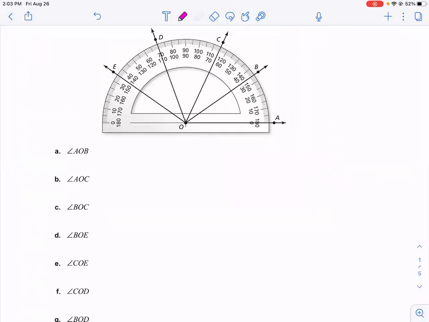What I want you and your elbow partner to do, I'm going to highlight just the first four. You need to find their measure and classify. So how big is the degree? And then is it acute, right, obtuse, straight? You have 1 minute, maybe a minute and a half, go. Acute.